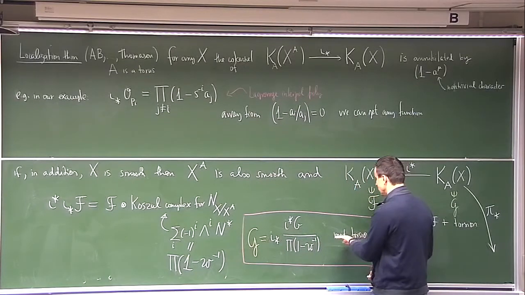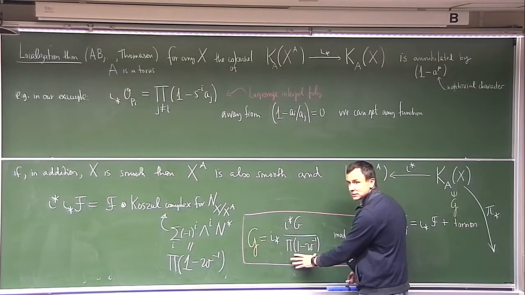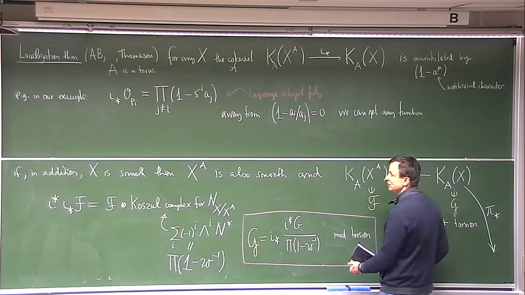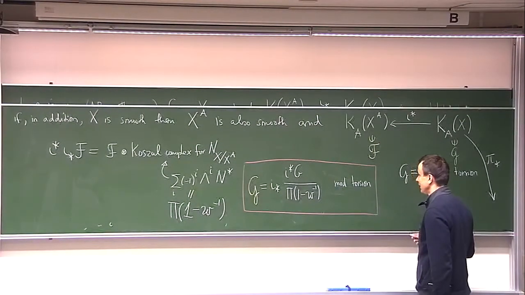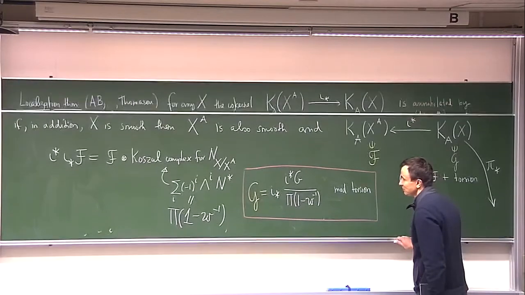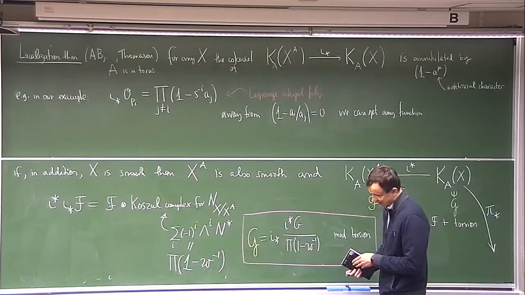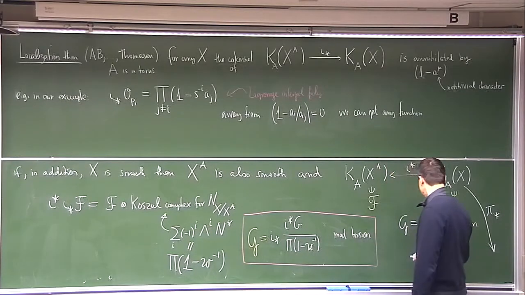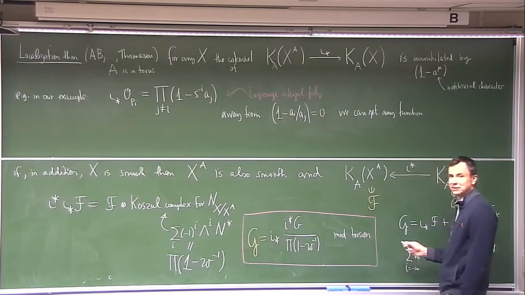What does it mean, mod torsion? Mod torsion means I compute modulo expressions annihilated by these denominators. Most of the time I don't care about expressions annihilated by these denominators. What's a typical expression annihilated by y minus w? It's like the summation of w to all possible powers. This is annihilated by y minus w.